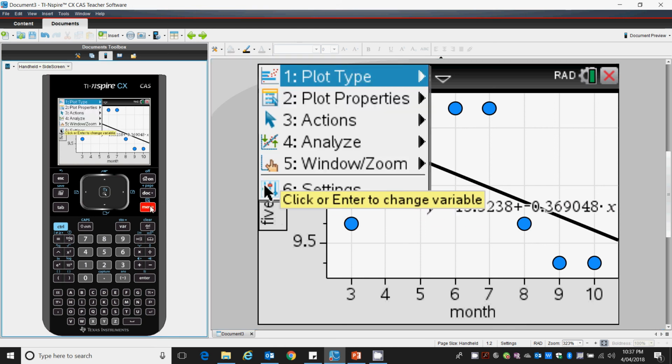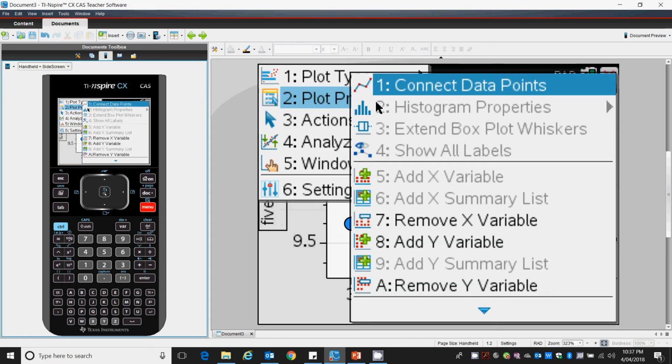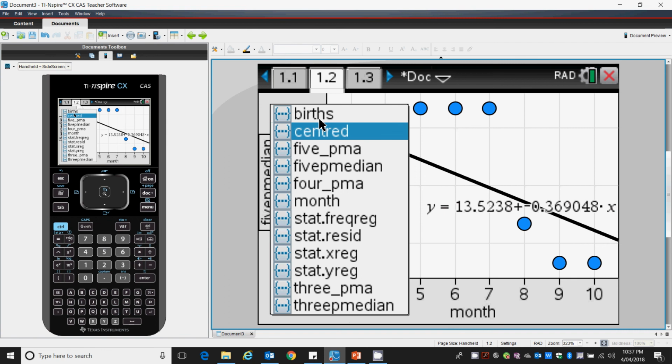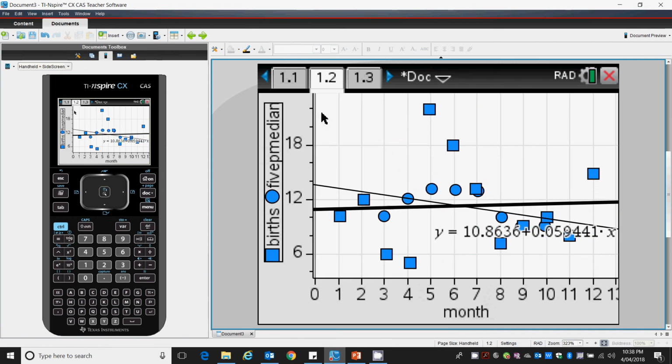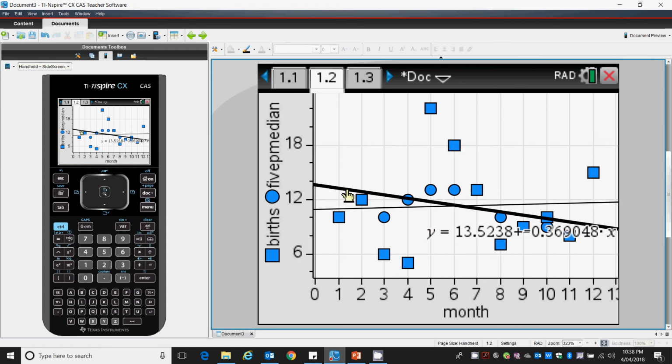We can, of course, use our menu here, plot properties, add Y. We can put our original births in just to show you the difference in our data. Our original data here is the blue variation, a lot of fluctuation, and then our new circles here are our 5-point median smooth. The data is a lot more smooth. It doesn't have those huge fluctuations, and here's our linear regression line by which we can make predictions following this particular least squares regression line.